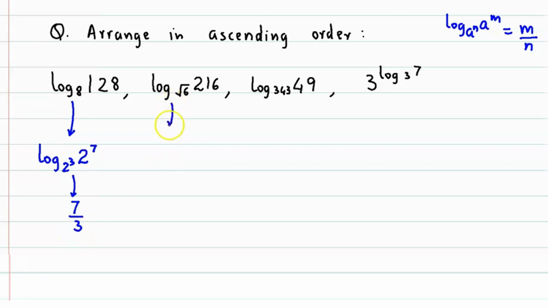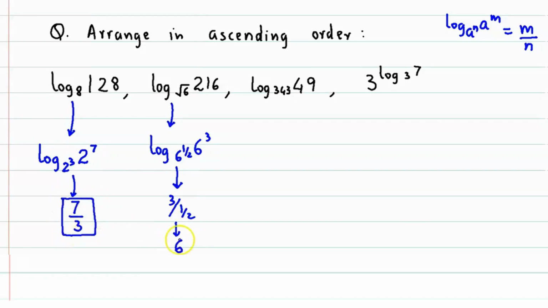अब इसे हम सिंप्लीफाई करते हैं. This could be written as log of, अब 216 होता है 6 क्यूब, और रूट 6 को हम लिख सकते हैं as 6 raised to half. So this could be written as, ये आ गया m और ये आ गया n, तो ये हो जाएगा m upon n. So 3 upon half, तो ये 2 पर मल्टीप्लाई हो जाएगा. So this becomes 3 2s are, that is 6. तो पहली वैल्यू हमें मिली 7 by 3.